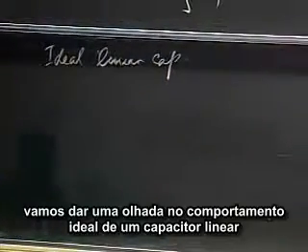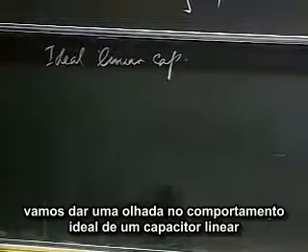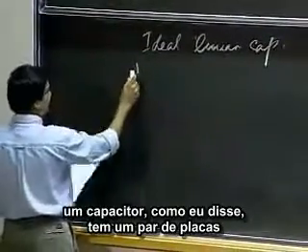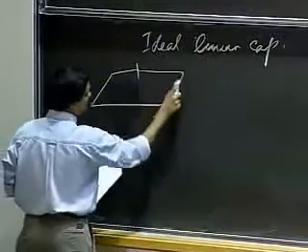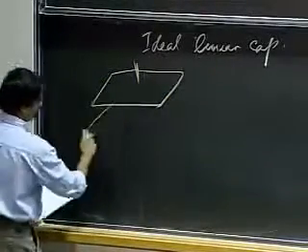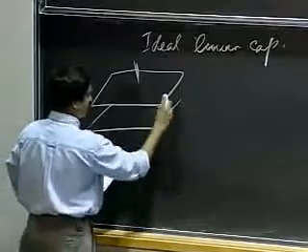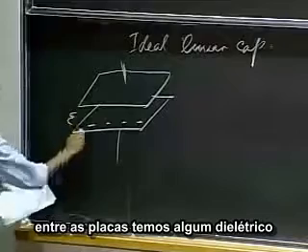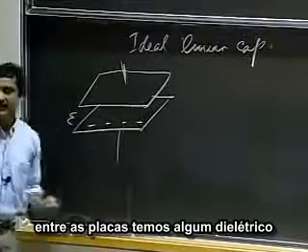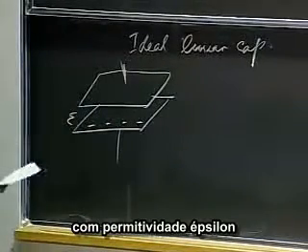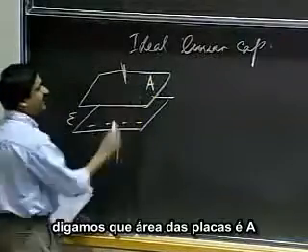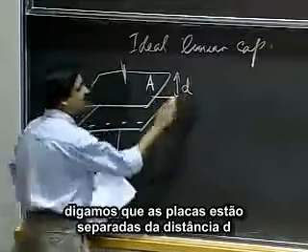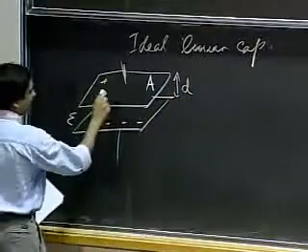So let's look at some of the behavior of an ideal linear capacitor. A capacitor, as I said, has a couple of plates. Between the plates is some dielectric, permittivity epsilon. Let's say the area of the plates is A, and let's say the plates are separated by a distance D.